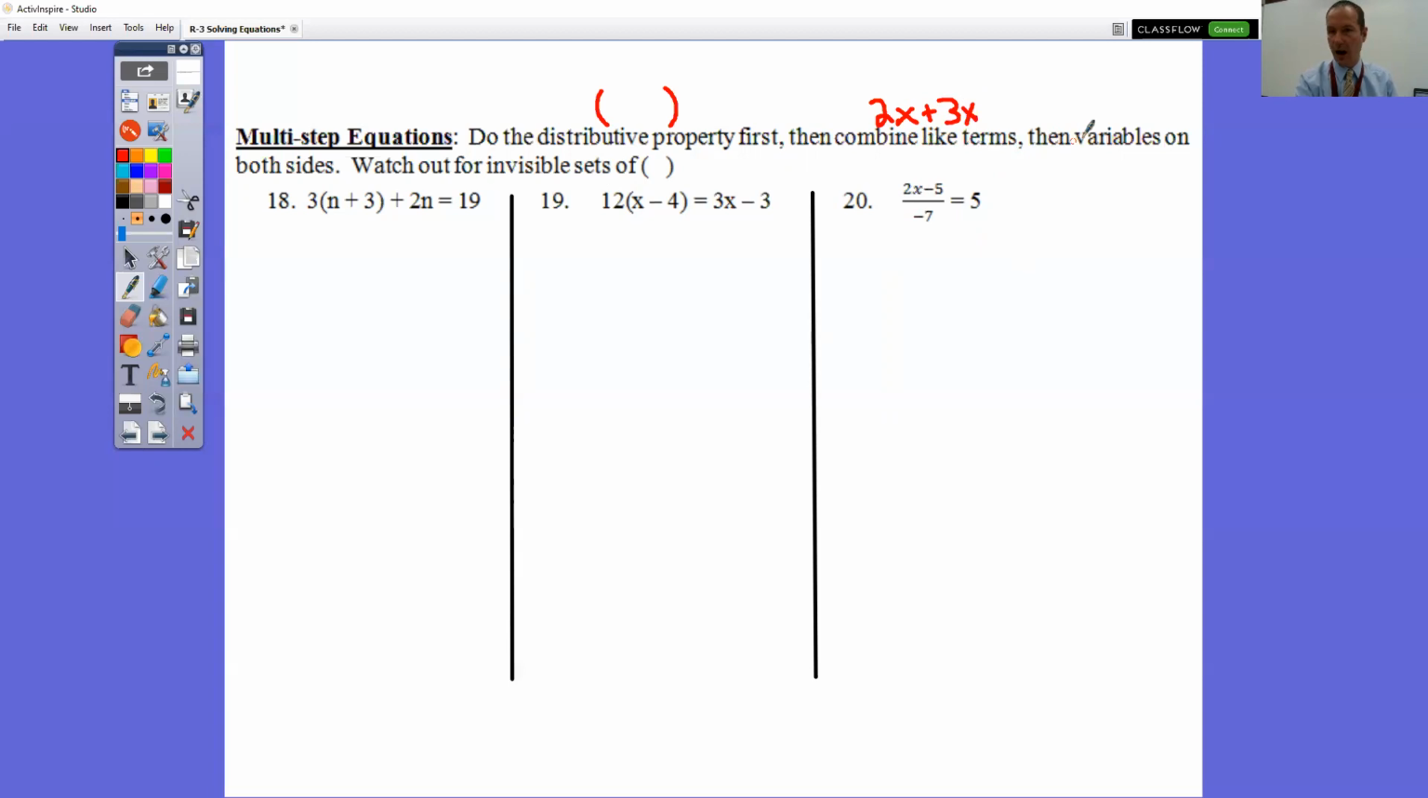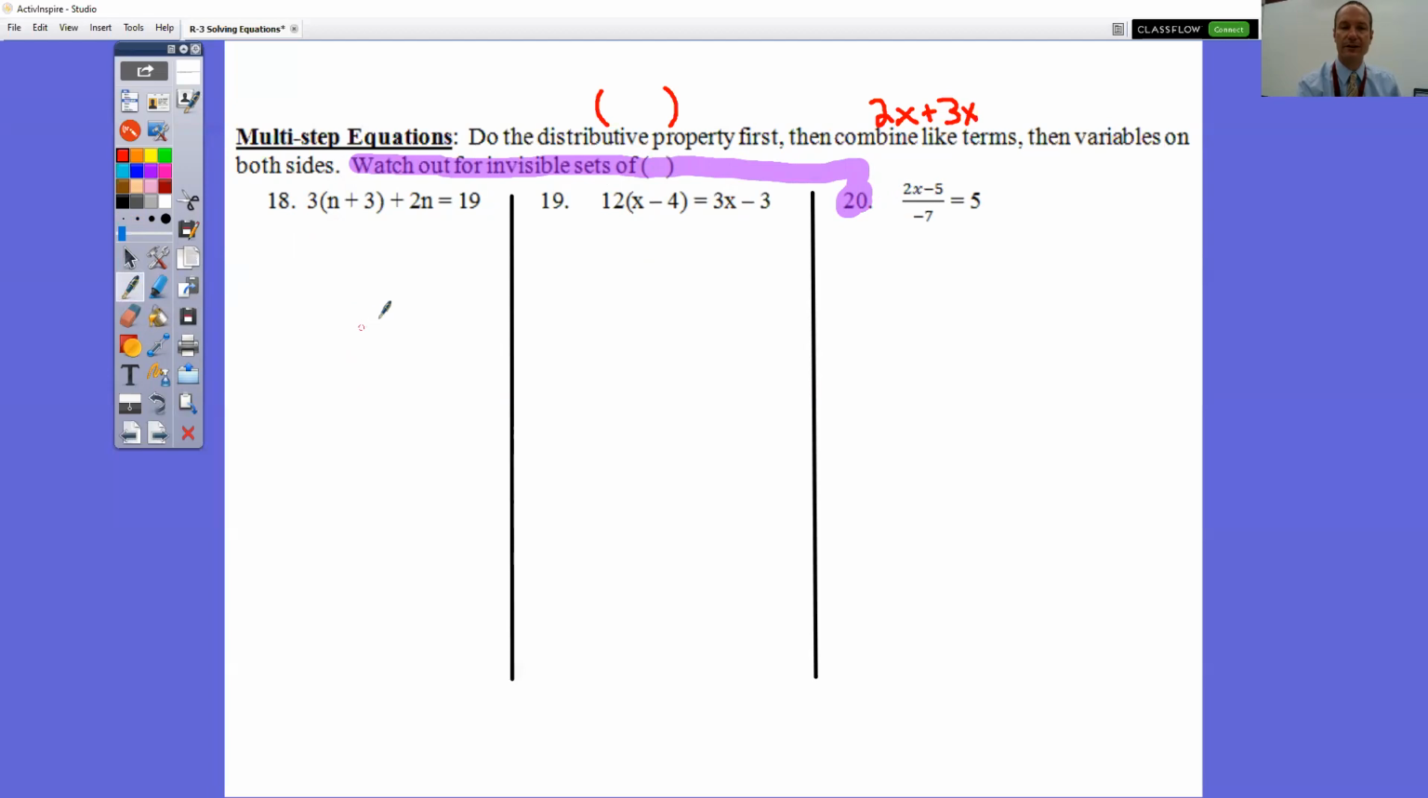The next thing that we're looking for, rather, are variables on both sides. This is where you have a letter on one side and a letter on the other side. Then we also have to look out for invisible sets of parentheses. Now, the invisible sets of parentheses are going to be in number 20 here, and we'll get to that in a second. So take a look at number 18.